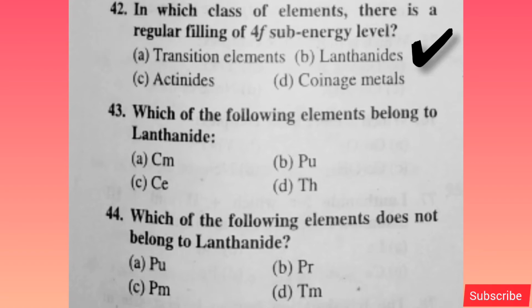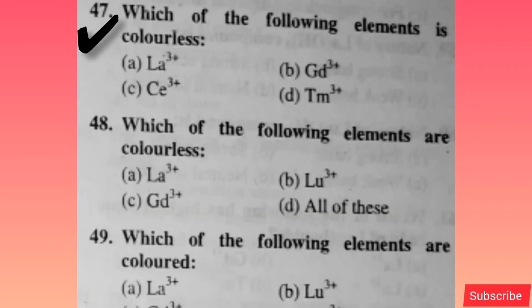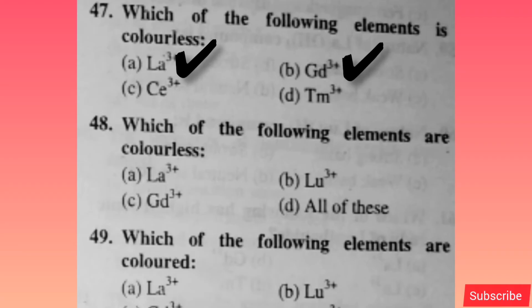Option B is correct. Which of the following elements belong to lanthanide? Option C is correct. Which of the following elements does not belong to lanthanide? Option A is correct. Which of the following elements belong to lanthanide? Option D is correct. Which of the following elements is colorless? Option A and option B both are right.